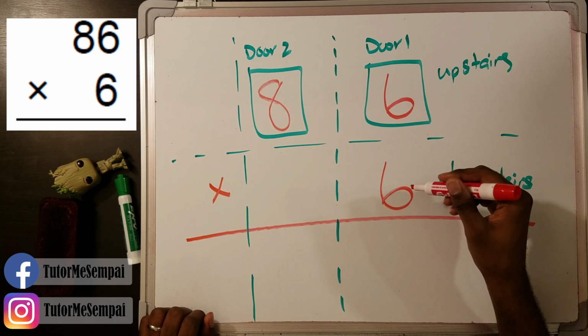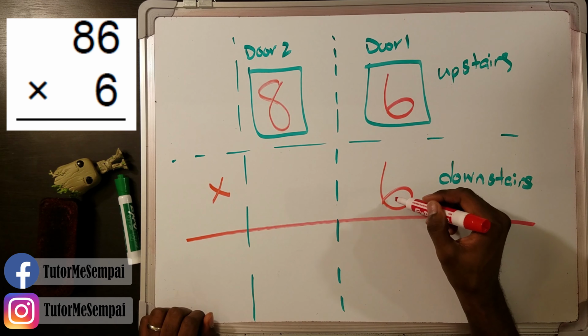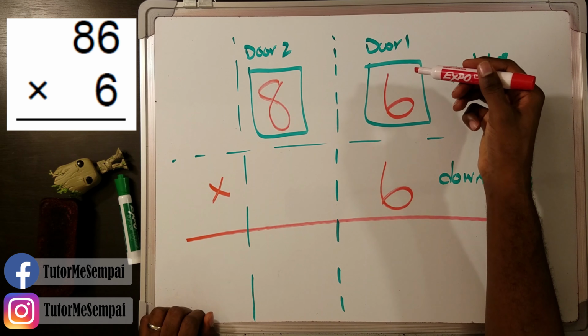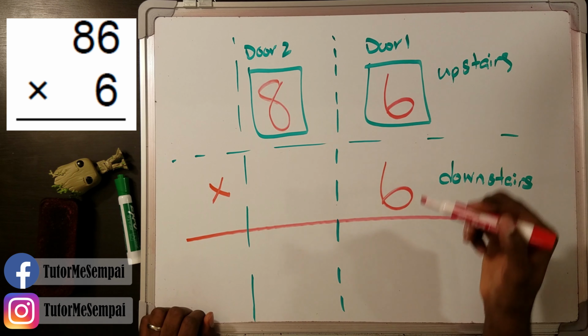So remember, downstairs has to visit each door from right to left. So we'll start with door number 1. What's in door number 1? We have a 6. So we're going to do 6 times 6.